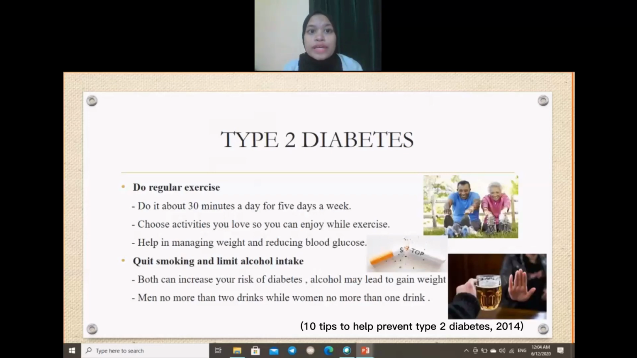Next, you need to quit smoking and limit alcohol intake. It's because both can increase the risk of diabetes. Taking too much alcohol can lead to weight gain and may increase your blood pressure. For men, it is recommended to have no more than 2 drinks, while for women, no more than 1 drink. But if you can, quit both.